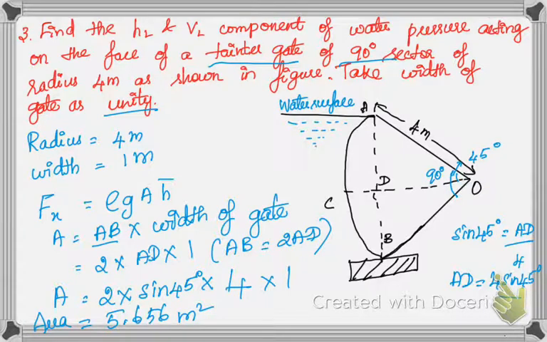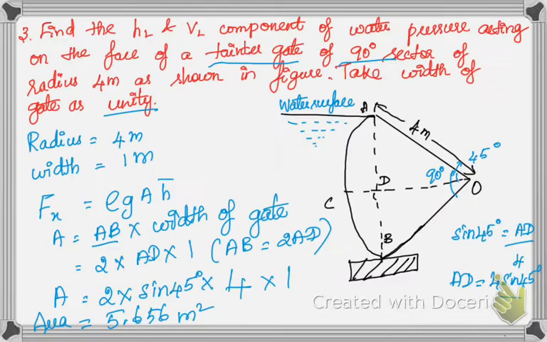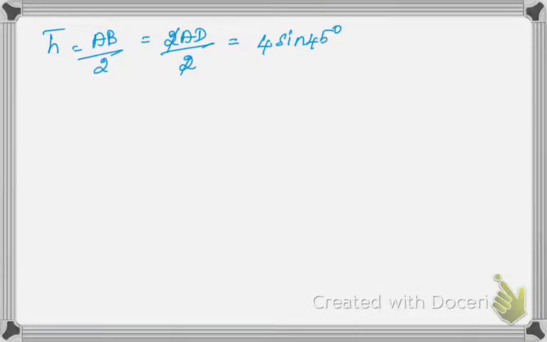Next I have to find my h bar. h bar is nothing but AB by 2, and we know AB is nothing but 2 AD, so 2 AD by 2. So this 2 and 2 get cancelled. And what is my AD here? AD is nothing but 4 sine 45, which we have found already. So h bar is equal to 2.828 meter.